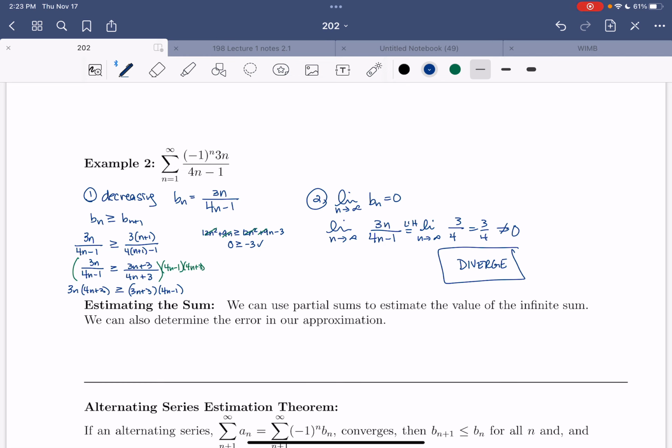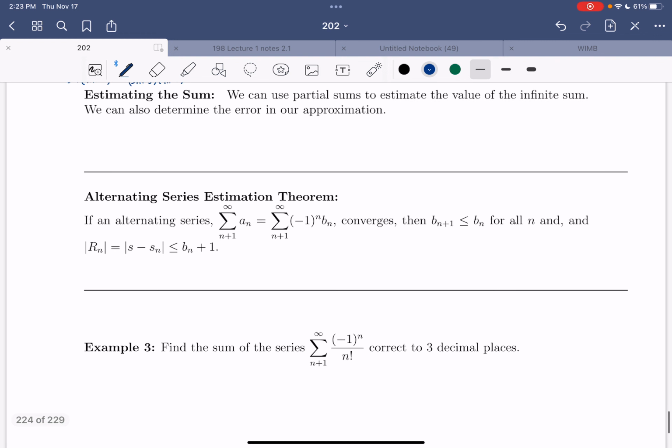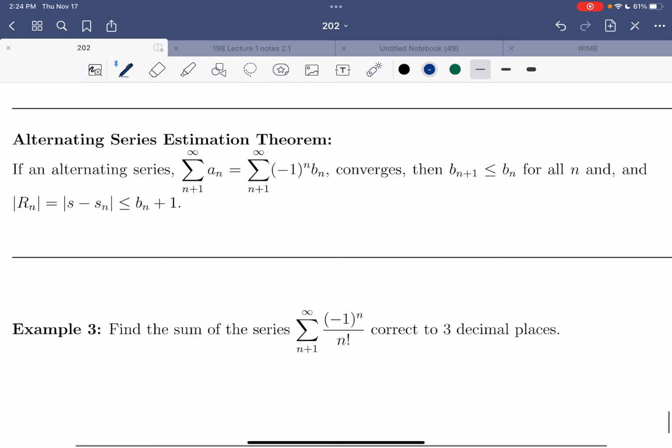Okay, so that's the first thing that we want to do with our alternating series, is determine convergence. The next thing that we want to do is take a look at estimating the sum. So we can use partial sums to estimate the value of the infinite sum. We can also determine the error in our approximation. Okay, so here's your alternating series estimation theorem.